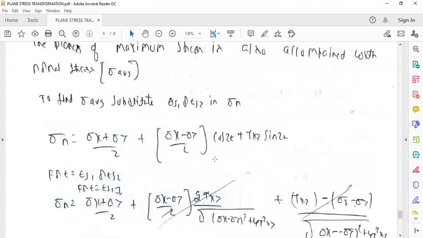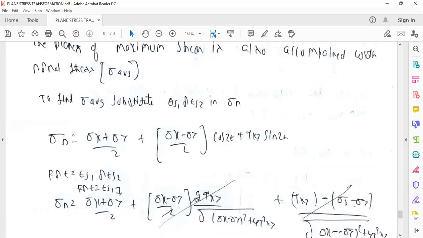Now, I also told you that the planes of maximum shear stress are also accompanied by normal stresses. In order to find the normal stresses, we have to substitute the values of theta s1 and theta s2 in the sigma n expression, isn't it? I want the normal stress.